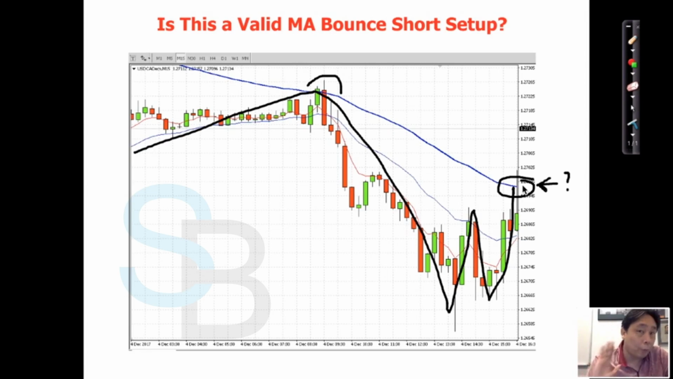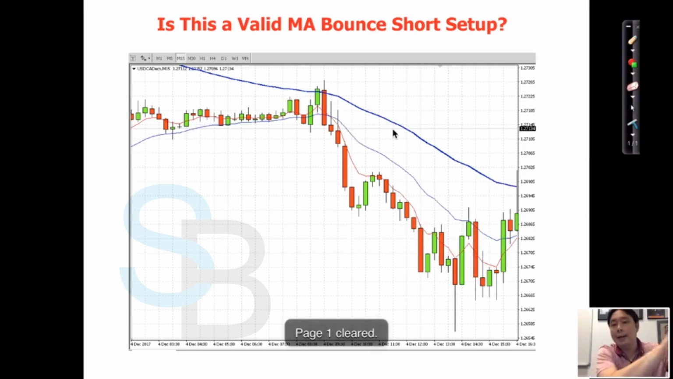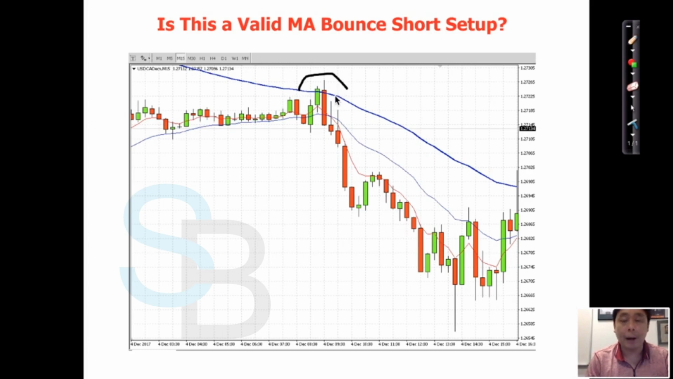Okay, have you got your opinion? Do you think it's a valid trade? Would you take this trade? Well, the answer is no, you shouldn't take this trade. It is not a valid trade. Why? Although you see a clear downtrend with the 18, 50, and 200, and you see the 50 EMA being tested, it is not a clear downtrend wave pattern.